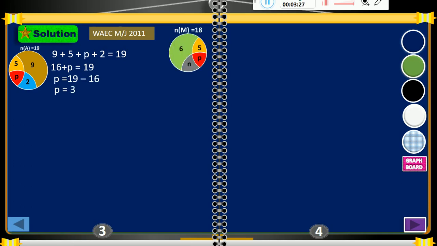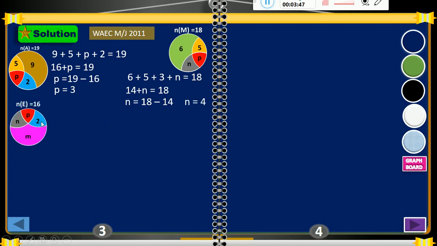This circle represents those who offered mathematics. So if you sum everything inside this circle, it must be equal to 18. And remember, we have calculated P to be 3. So 6 plus 5 plus 3 plus N is equal to 18. On solving this equation, N is equal to 4.